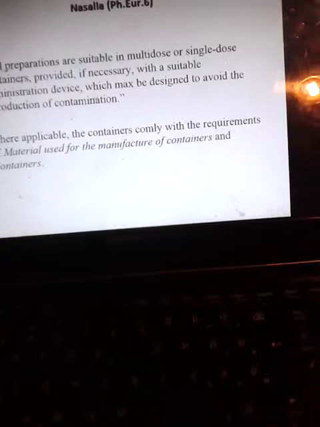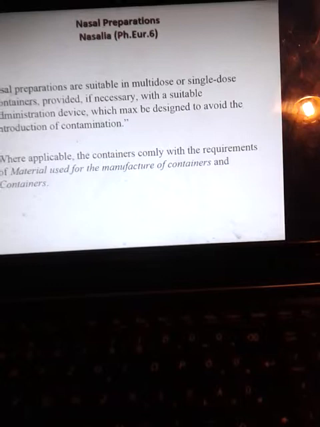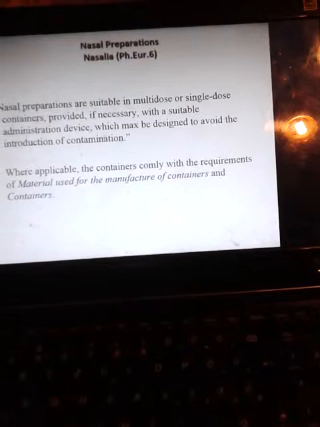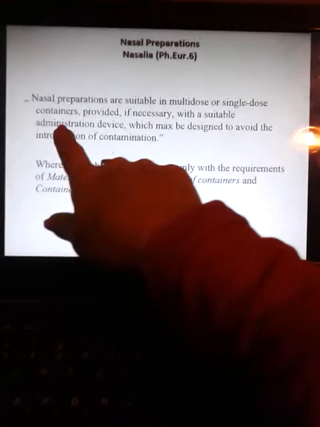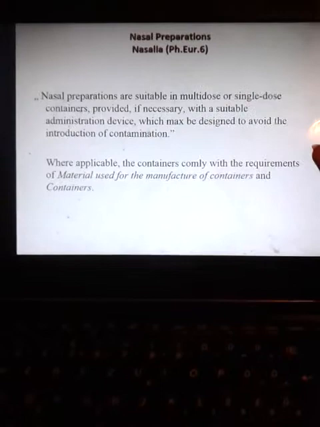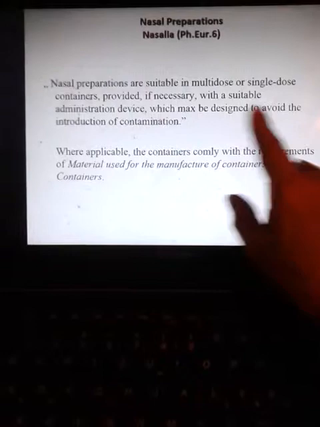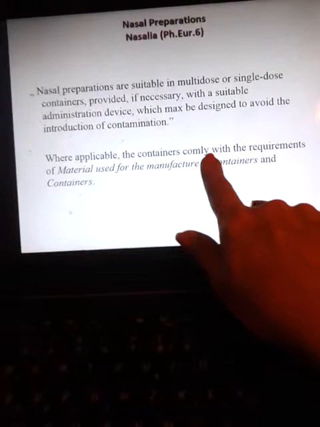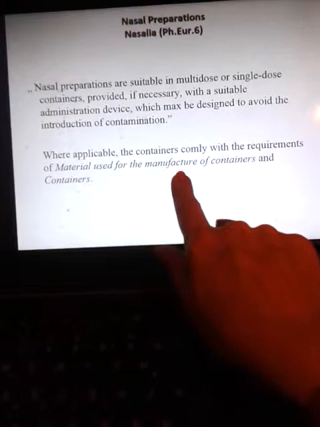Nasal preparations are supplied in multi-dose or single-dose containers, if necessary with a suitable administration device, which must be designed to avoid the introduction of contamination. Where applicable, the container complies with the requirements for materials used for the manufacture of containers.